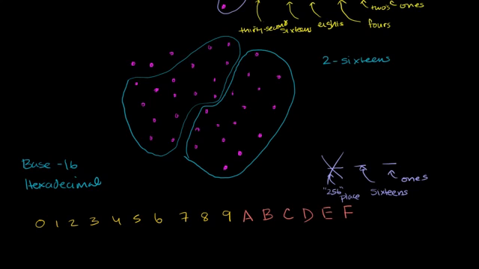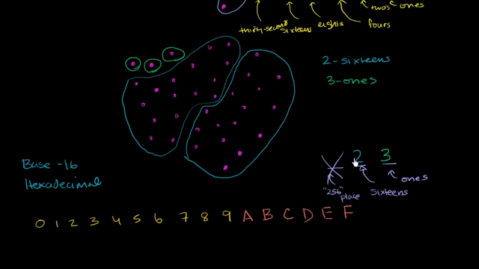And then we have three ones. 1, 2, 3. So in base 16, in hexadecimal, we have two things in the 16s place. So we would put a 2 over here. So we have two 16s and we have three ones.